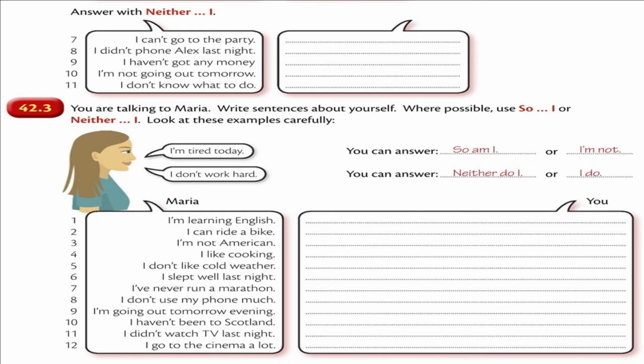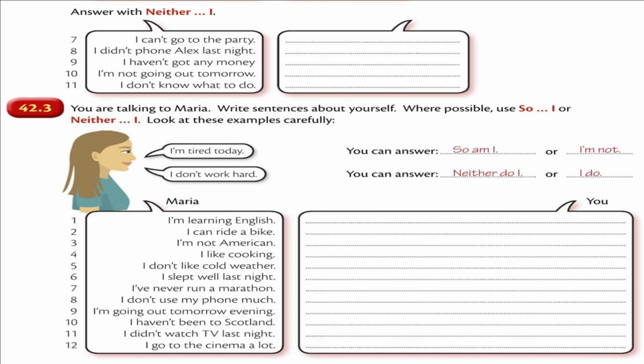Number 1. I am learning English. So am I. Number 2. I can ride a bike. So can I. Or I can't. Number 3. I am not American. Neither am I. Or I am.